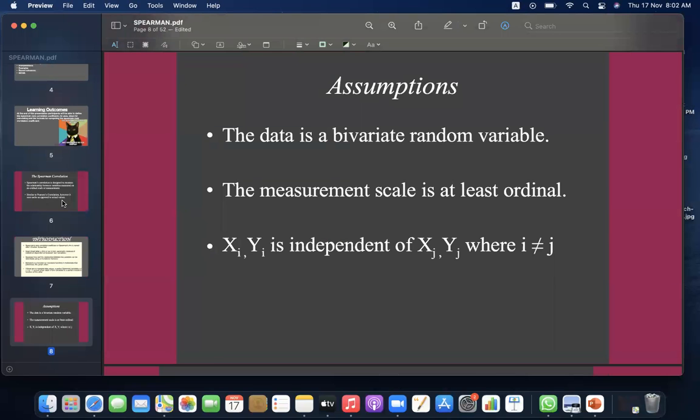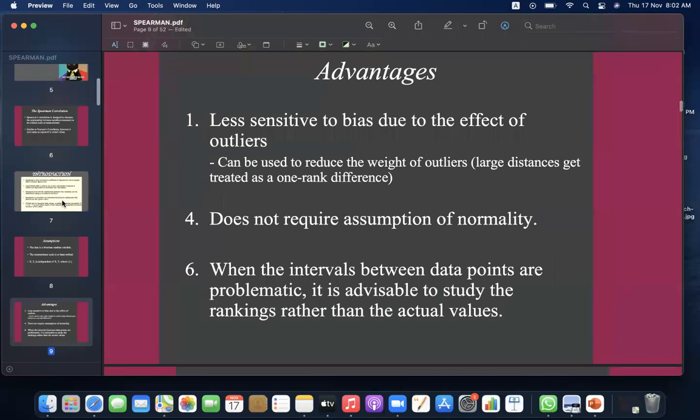Assumptions. The data is a bivariate random variable. The measurement scale is at least ordinal. Xi, yi is independent of xj, yj, where i is not equal to j.